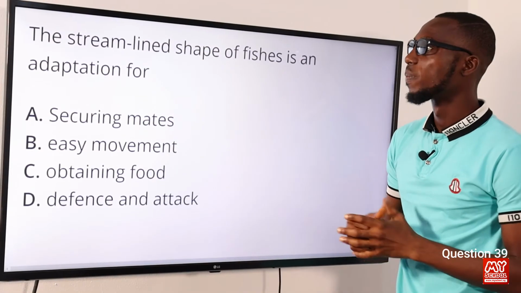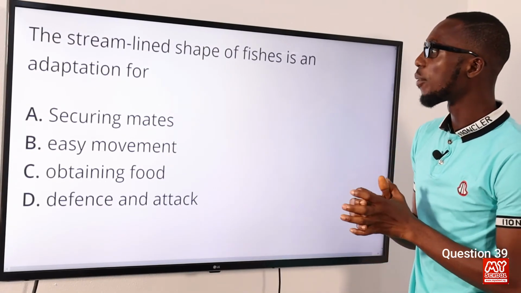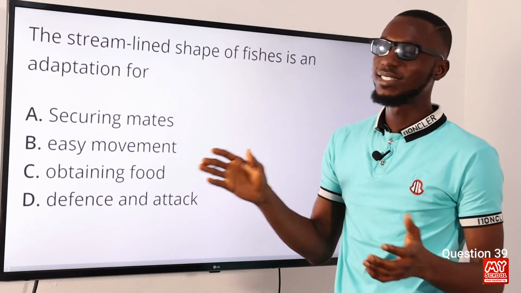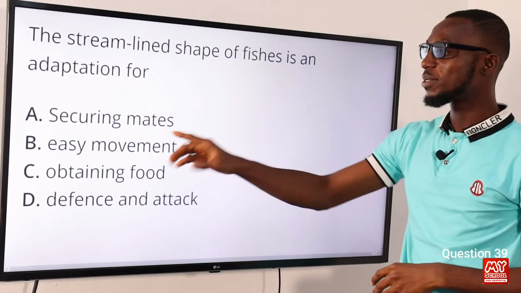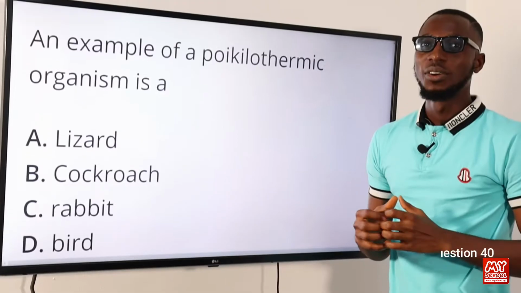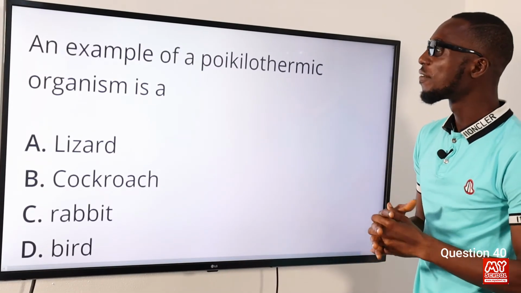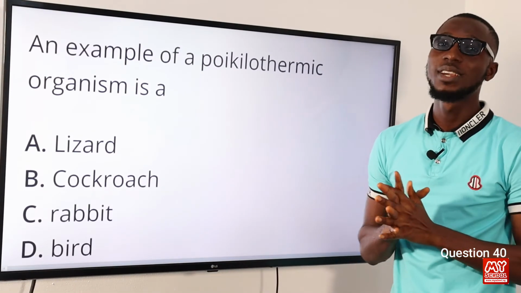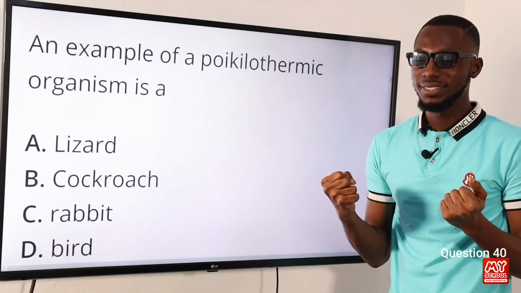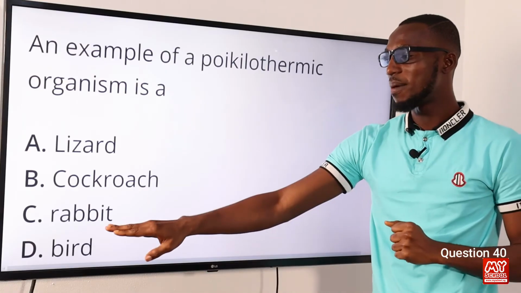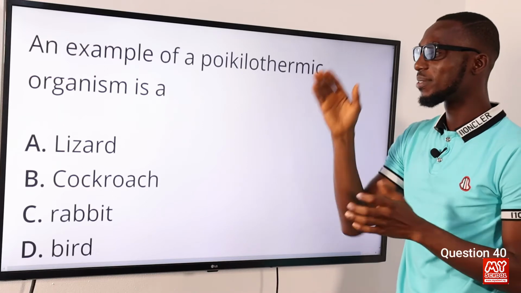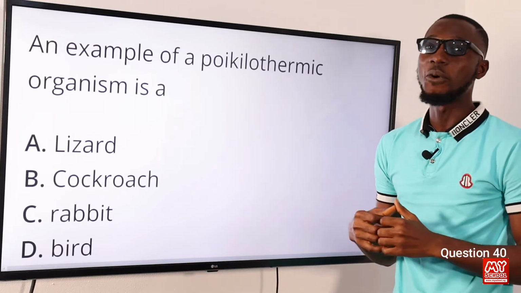Number 39. The streamlined shape of fishes is an adaptation for what? For easy movement. So this is definitely simple. Your correct option is option B for easy movement. Question 40. An example of a poikilothermic organism is a what? Okay, when you talk about poikilothermic, you're talking about cold-blooded animals. So this is warm-blooded. Then reptiles, of course, they are cold-blooded. So the correct option here is option A for lizard.